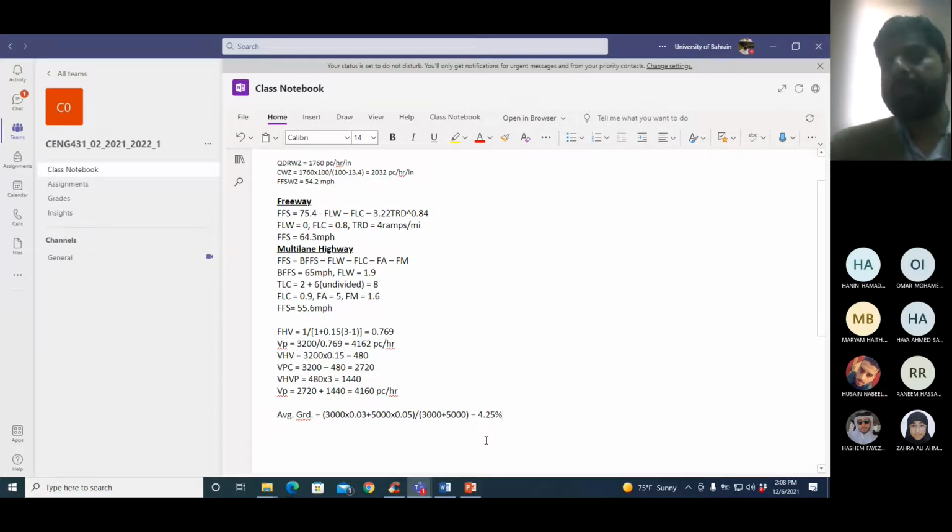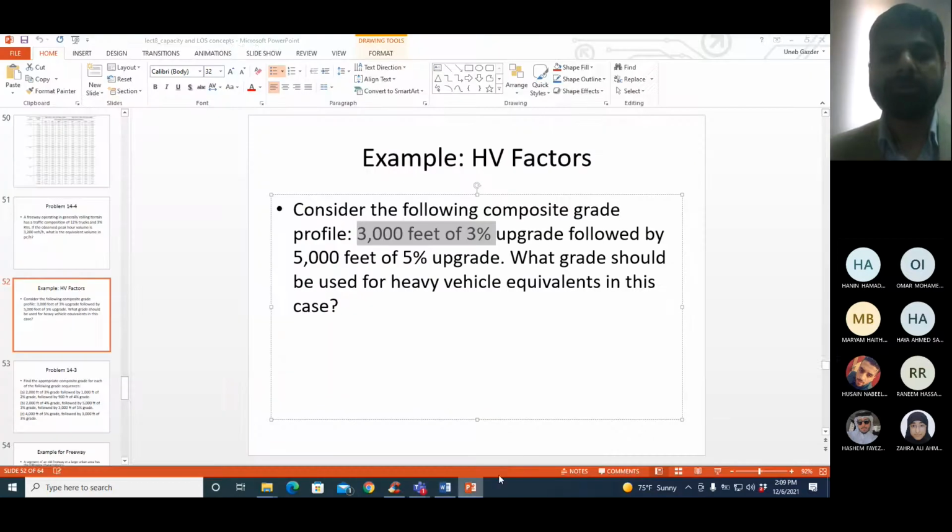gradient, instead of taking 3% once and then 5% in the second attempt. Now in this question, it is not required to calculate FHV or find the value of EHV. But for the sake of explanation, so that you know how to use the table, I will show you how to get the value as well.